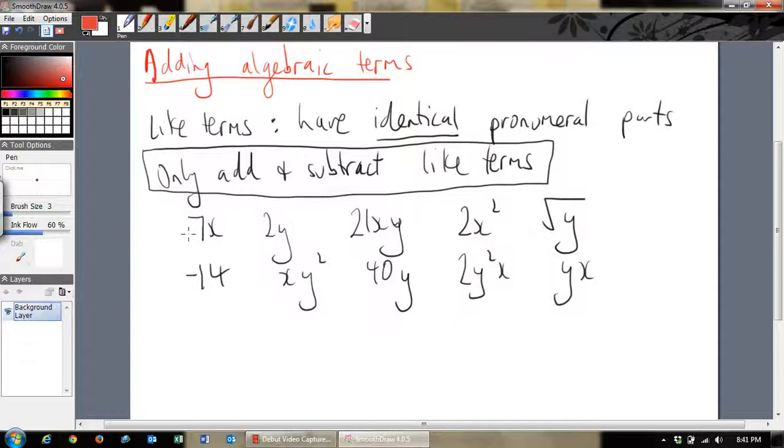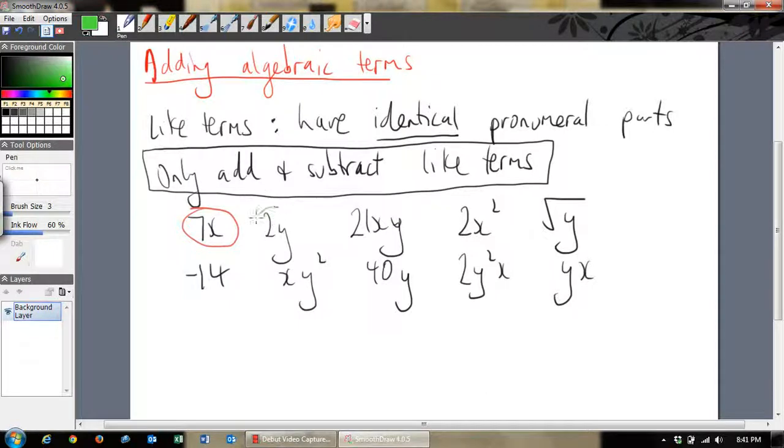So all you do, let's look at 7x. Let's look at the pronumeral part. It's just x. Do any of these other terms just have x as their pronumeral part? Nope, that's got a y. Nope, that's got an x and a y. It has to be identical. Nope, that's x squared. No, no, no, no, no. So none of these are like. So I'm going to circle that in red, and it's by itself. There's no like terms with that.